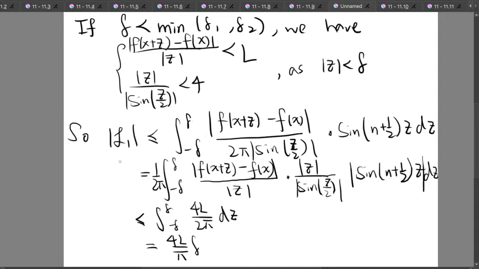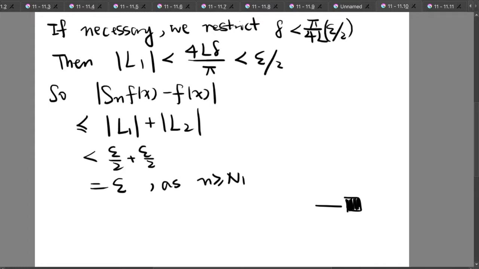So we want I1 as small as possible, so we can choose this delta as small as possible. If our delta 1 and delta 2 are not small enough, we can restrict our delta to be smaller than π over 4L times epsilon over 2. So we know that the absolute value of I1 should be smaller than 4L delta over π, and this is smaller than epsilon over 2. And remember that the difference between S_n f(x) and f(x) is equal to I1 plus I2. So applying the triangle inequality, we get that it is smaller than or equal to the absolute value of I1 plus the absolute value of I2, which is smaller than epsilon over 2 plus epsilon over 2, which is equal to epsilon, as n is greater than or equal to n1. And by the definition of the convergence of a sequence, S_n f(x) indeed will converge to f(x).